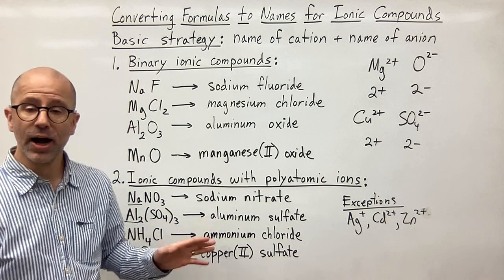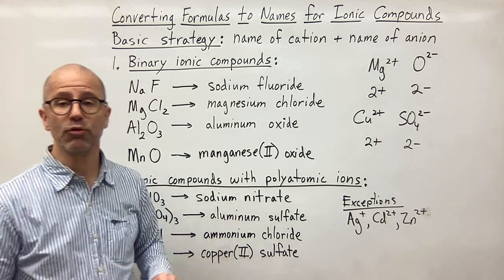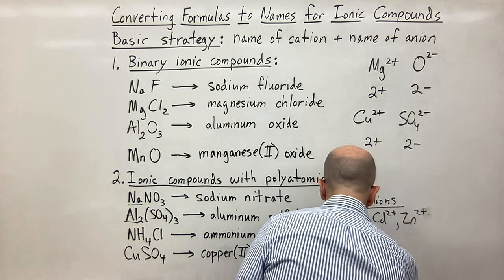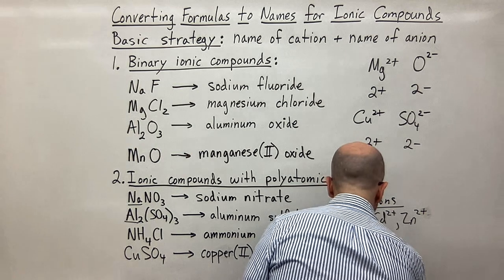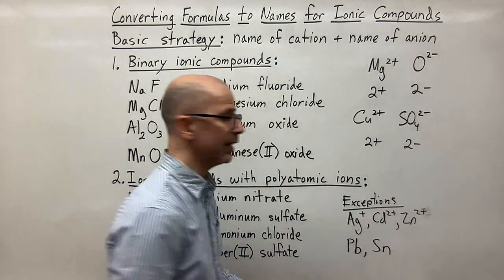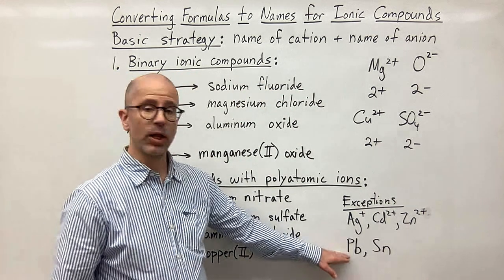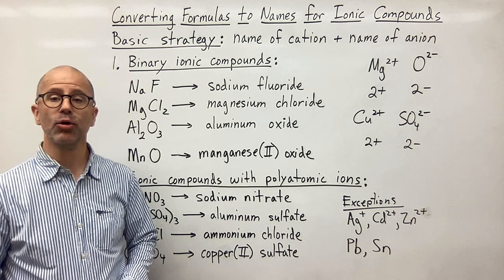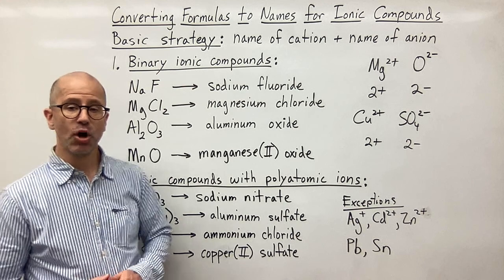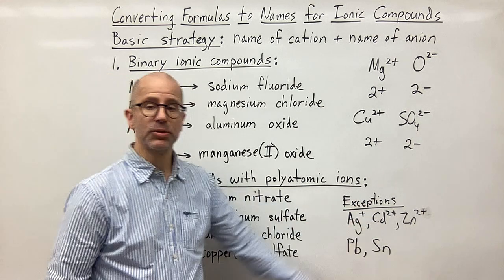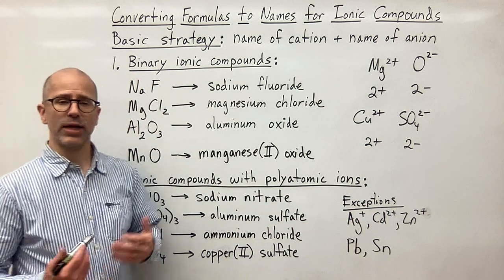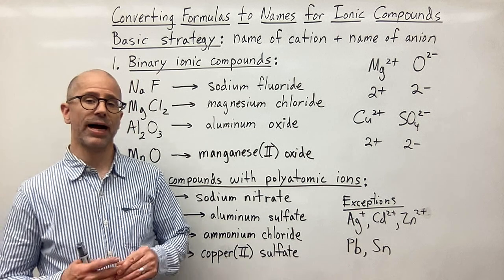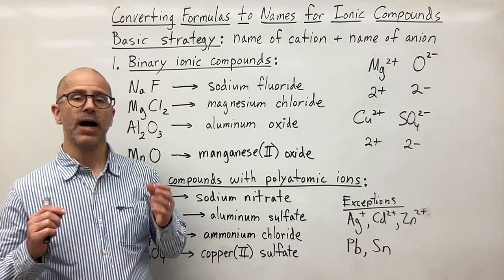There are other ions that are main group that do need a Roman numeral, even though they're not transition elements. That would be your lead and your tin. Lead and tin are main group elements in group 4A, but they need a Roman numeral because they can have multiple charges. So keep in mind that these are exceptions to the rule. Okay, and so that, ladies and gentlemen, is how you get the name of an ionic compound from its formula. I hope this was helpful.